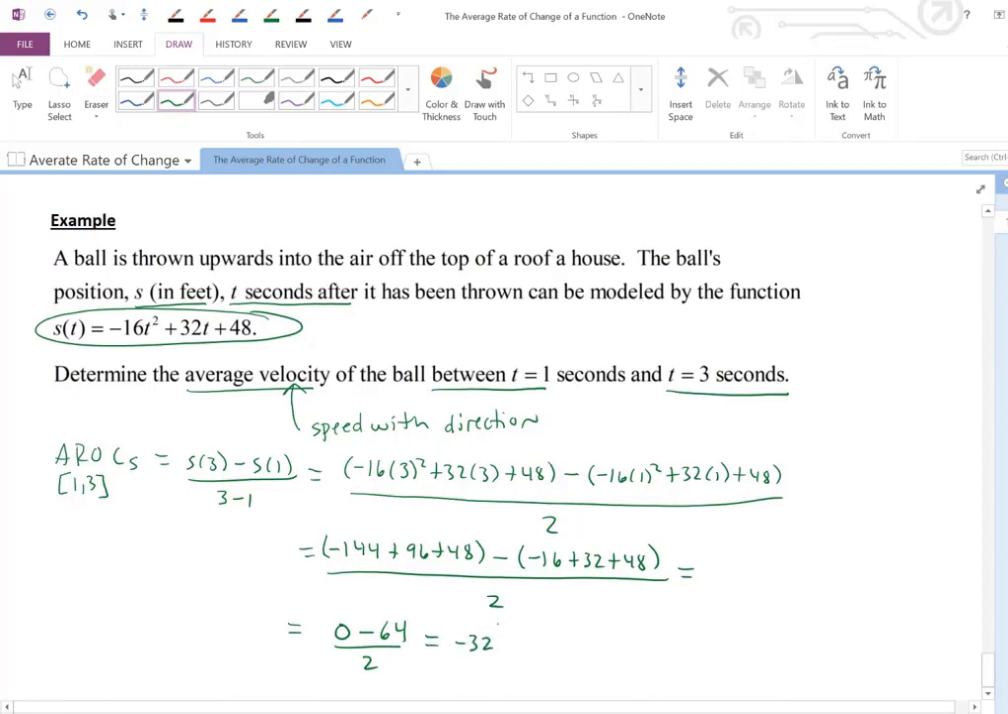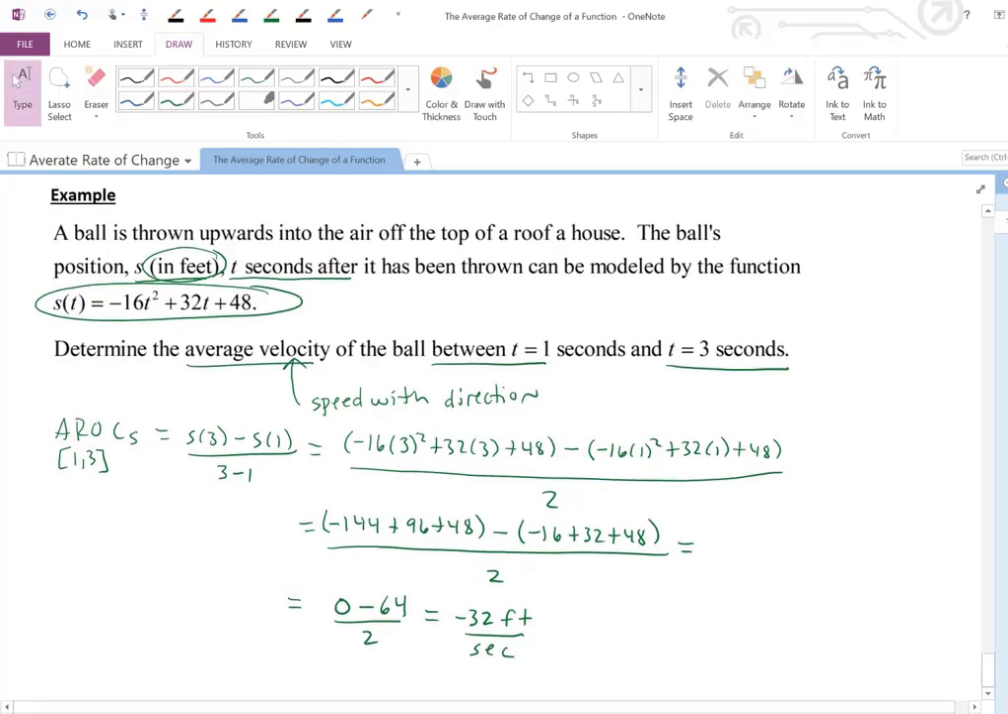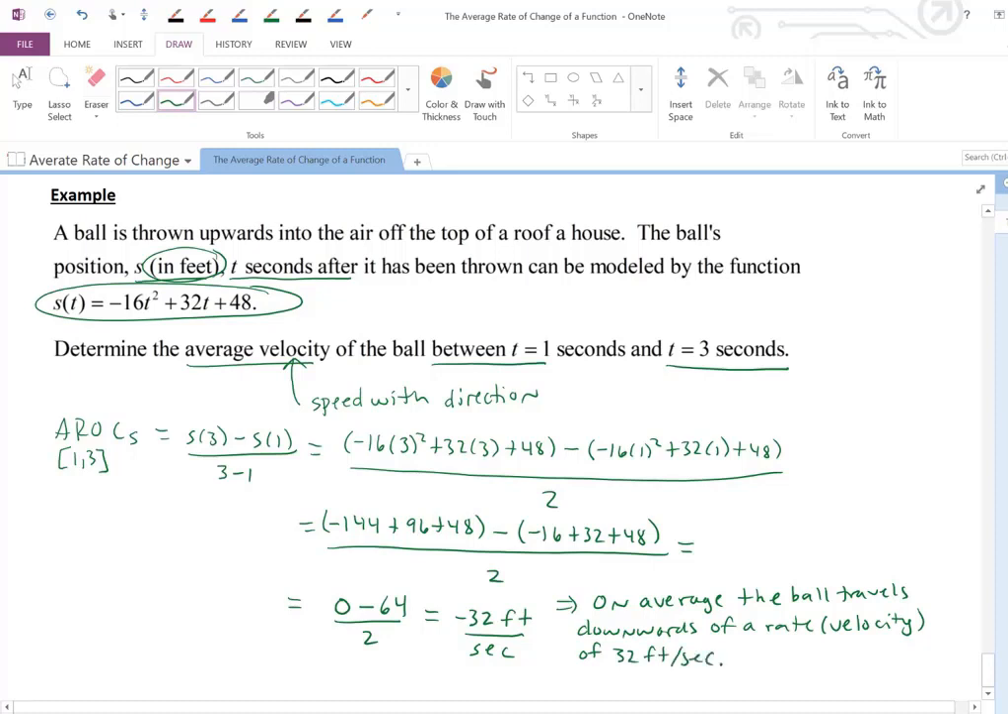And then what are the units here? Well, the outputs are in feet, so it's negative 32 feet. And the inputs are in seconds, so negative 32 feet per second. What does it tell us? On average, the ball travels downwards at a rate, and here that's the velocity, the speed with direction, of 32 feet per second on average.